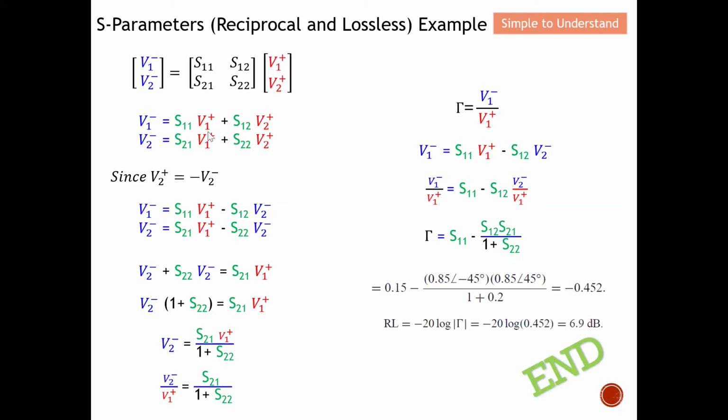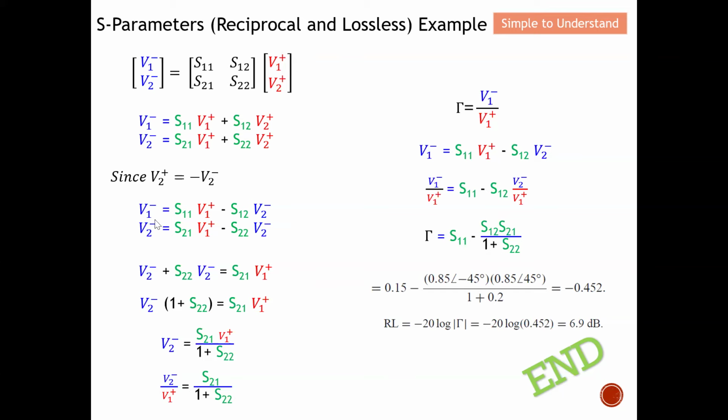Next, this is the set of S parameters. Again, you can open up the bracket as you see over here. So this is what we have derived earlier on. From here, I just need to replace this V2 plus with minus V2 minus. So all the plus become minus, and instead of V2 plus it becomes V2 minus, as you can see from this equation here.